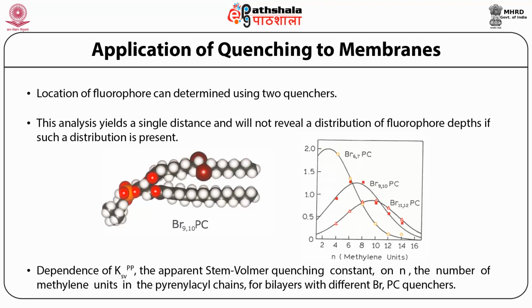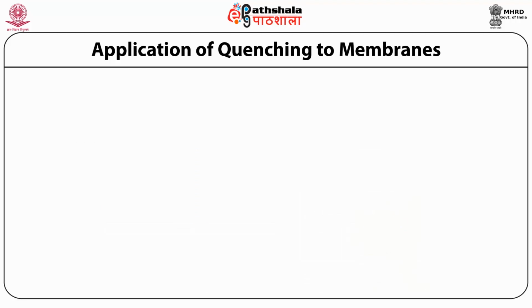So for determining the position of the fluorophore, you need two quenchers, and from the distances of the two quenchers, you can determine the depth of the fluorophore. For example, in the case of a protein, the fluorophore is tryptophan. We can also study the boundary lipids. Boundary lipids are those lipids which are at the boundary of the membranes. Boundary lipid membrane quenching has also been studied.